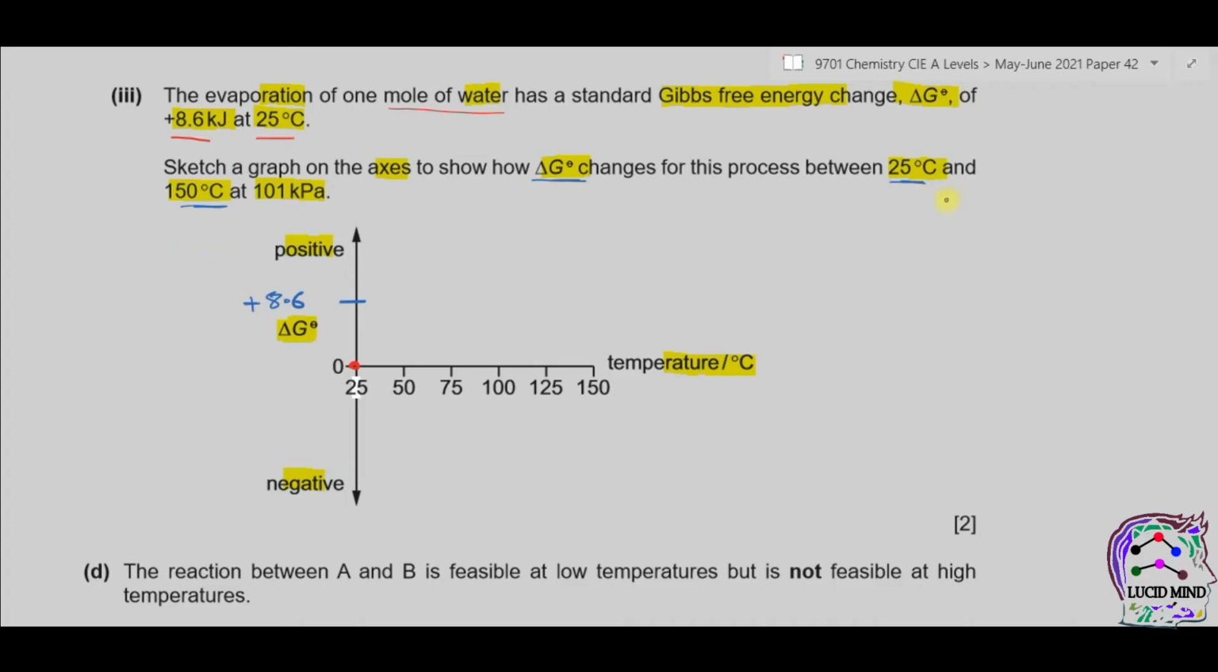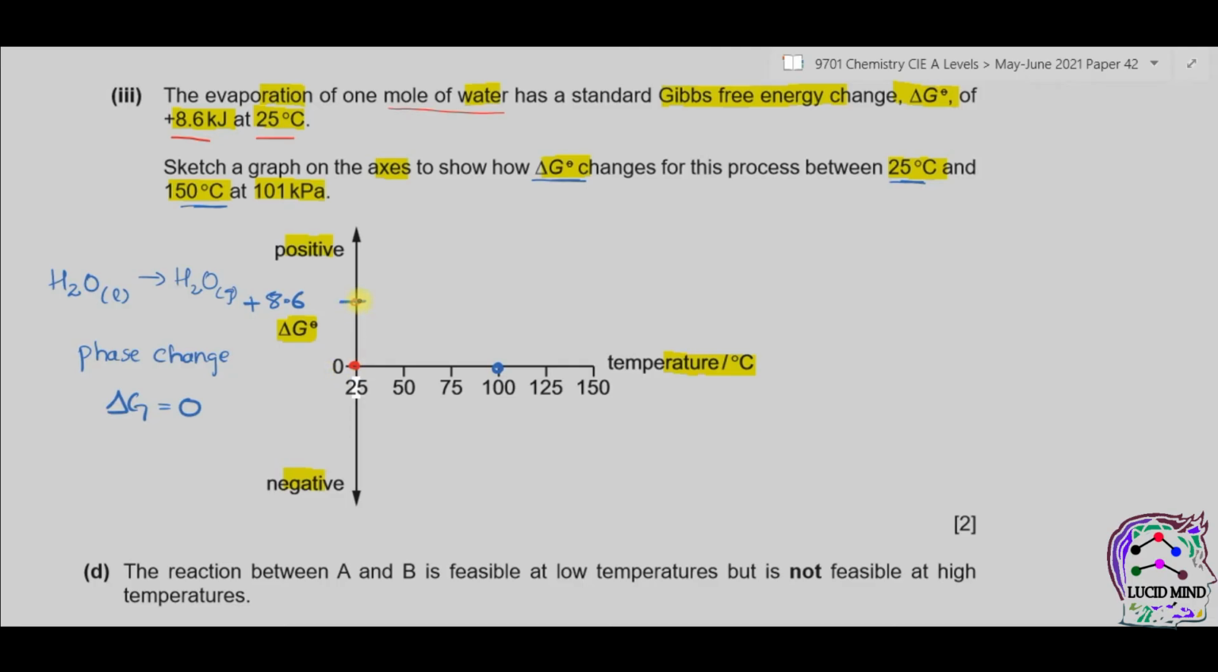Now what happens at 100 degrees centigrade for pure water, it changes from liquid state to gaseous state. And during this change, the temperature is constant, and as it is the phase change, all energy is required to break the intermolecular forces. So therefore during phase change the value of delta G is always 0. Now we know that water boils at 100, so therefore at 100 it should be 0.